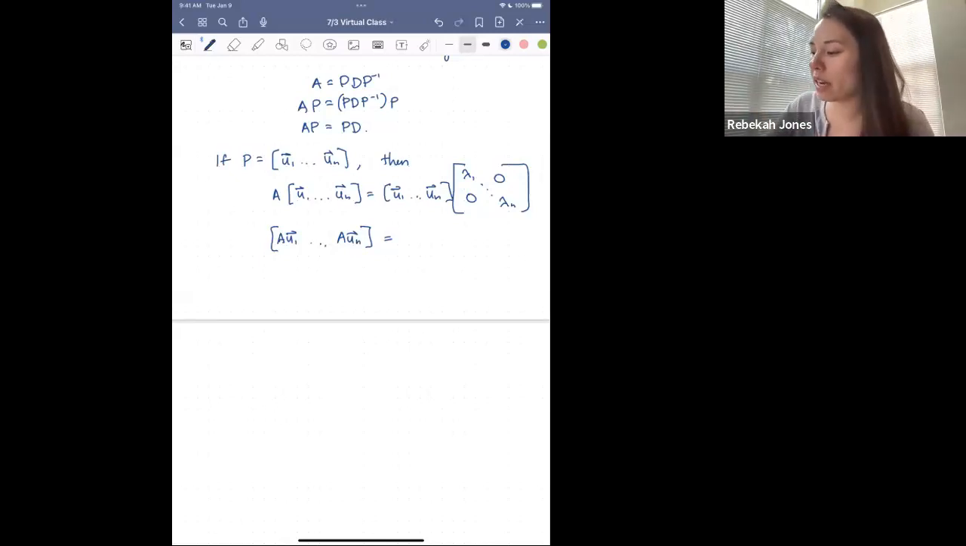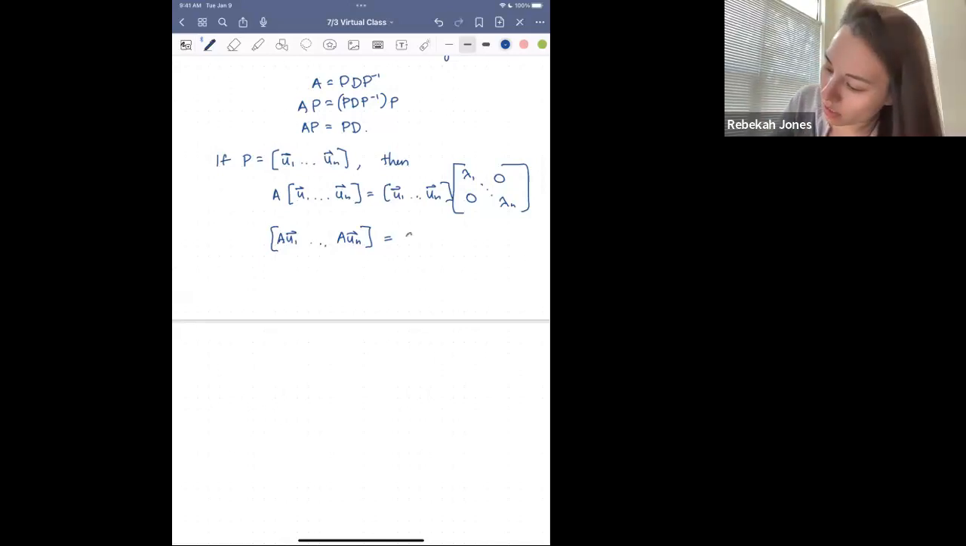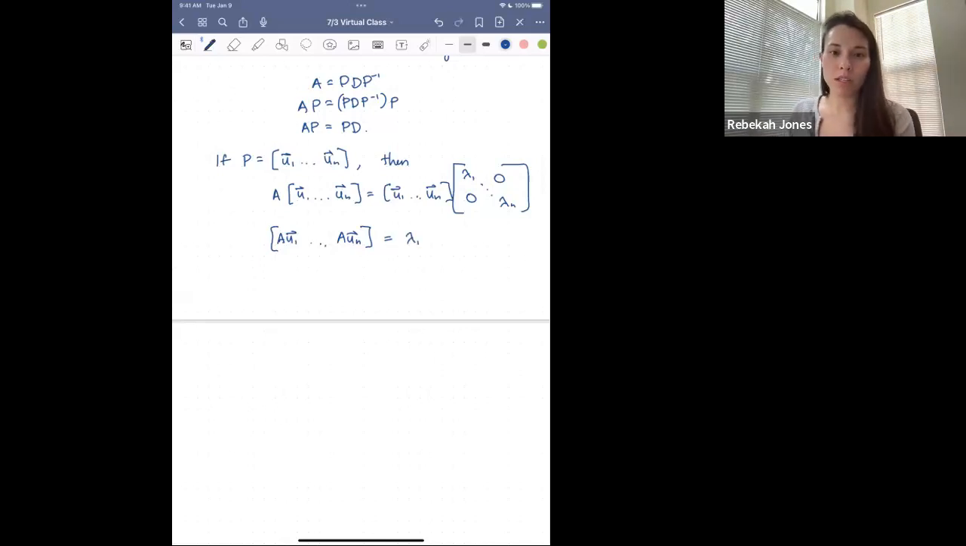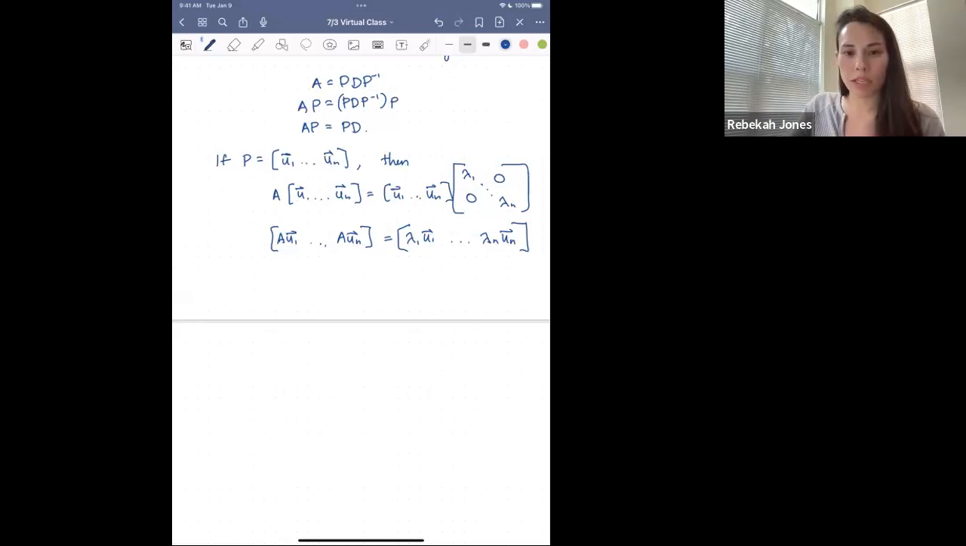And then on the right-hand side, when we multiply this diagonal matrix by the matrix P, what we'll get is just the constant lambda1 times the first column, and then lambda2 times the second column, all the way up to lambda n times the last column. So we've just done that matrix multiplication on both sides of the equality. And so if these two matrices are to be equal, then each of the columns should be equal.